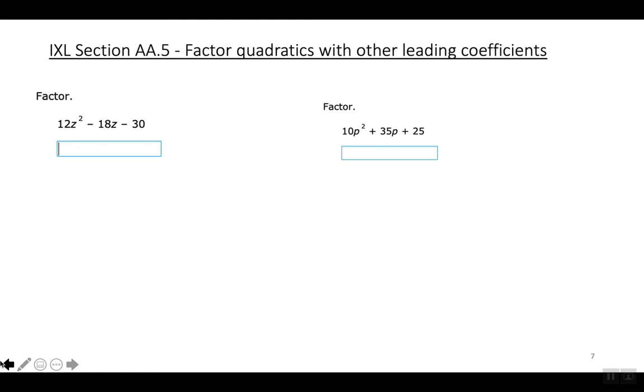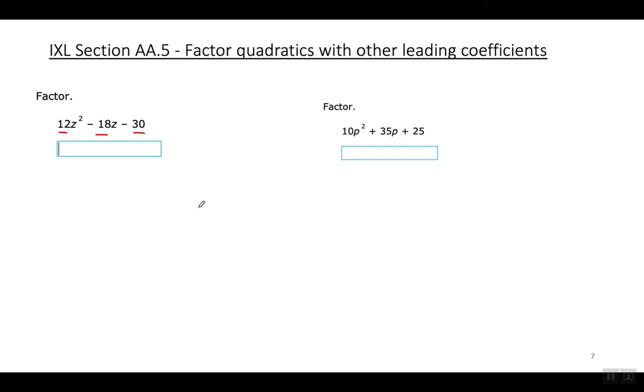Okay, so in these problems, remember that I said at the beginning of the video that you should always check whether there's a greatest common factor that you could take out at the beginning of your problem. And that's going to be the case in all the examples I'm going to do from here on out in this video. Okay, in all of them, you could take out a greatest common factor at the beginning.